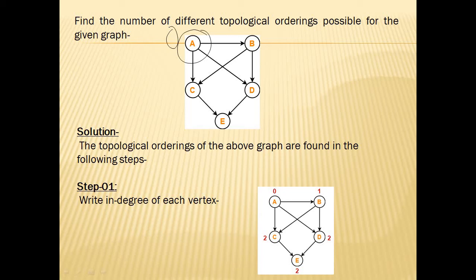Okay, so here I found the in degree of vertex A. Starting, we'll find the in degree for all vertices. Here it is 0, for this it is 1, for this it is 2, for this it is 2, for this it is 2. So if we find more than one vertex with in degree 0, then we go with a separate process. We'll discuss that later. Now we found only one, that is A.